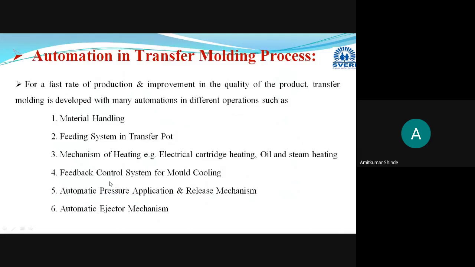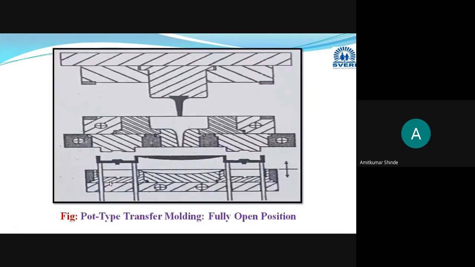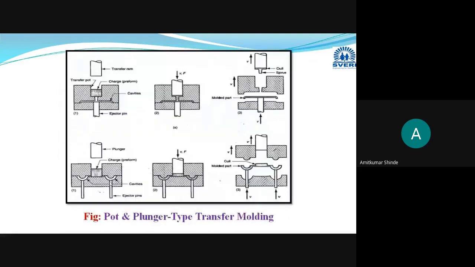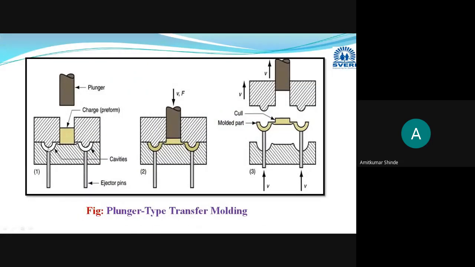Now we will move on. We have discussed this. Now here, the two types of plunger. I will explain now with the help of this diagram only. In the plunger type transfer molding process, when the charge is transferred from the transfer pot into the cavities, the plunger movement is in the downward direction. Sometimes some arrangements are used in such a way that the movement of the plunger is in the upward direction. When the movement of the plunger is in the downward direction, it is termed as top transfer plunger type.